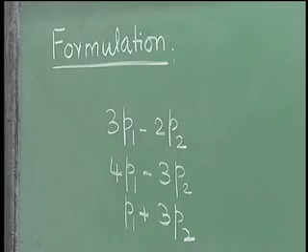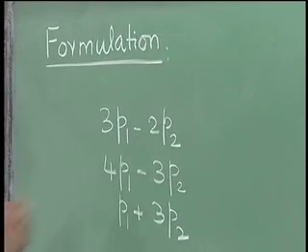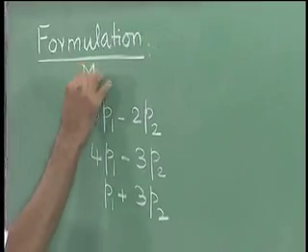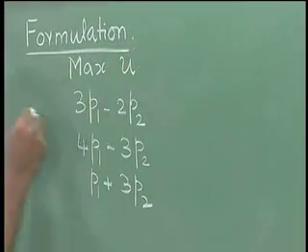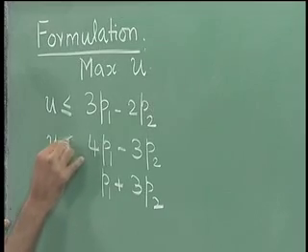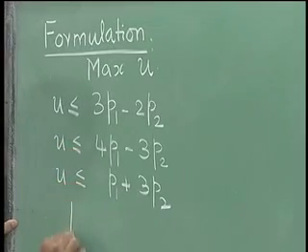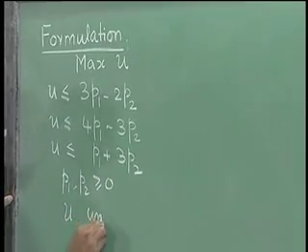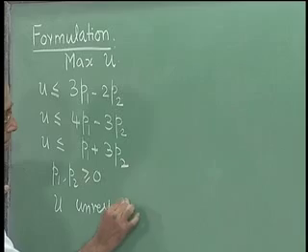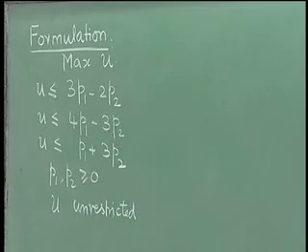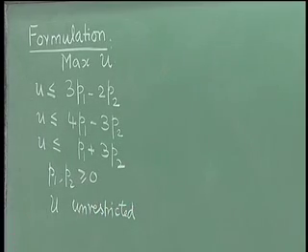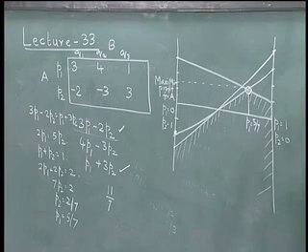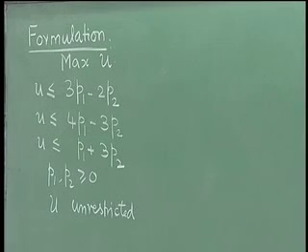And we also said that A will follow a maxi min strategy. So, let the minimum of these 3 profits be U. So, A will maximize U such that U is less than or equal to each of these profits, P1, P2 greater than or equal to 0, and U is unrestricted in sign. Unrestricted in sign comes because at the moment we do not know at the end of the game whether A will make a profit or a loss. So, U can be positive, 0 or negative.